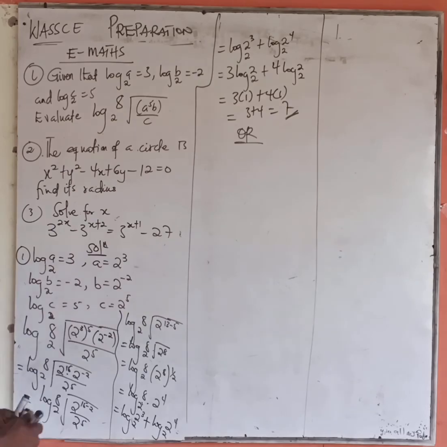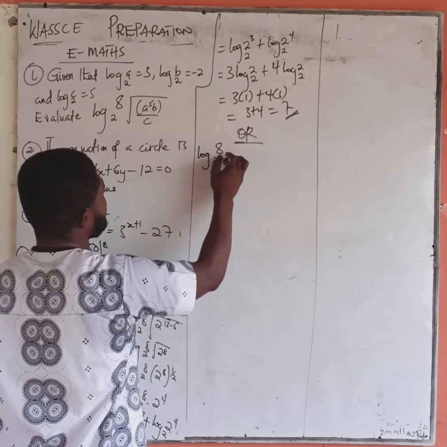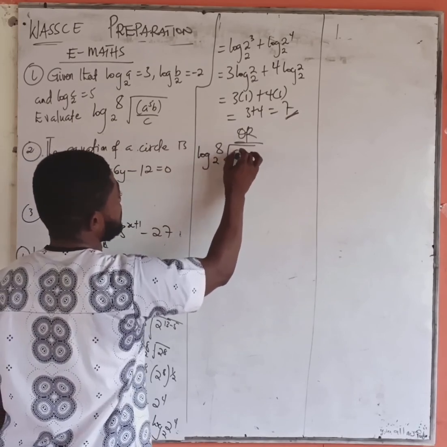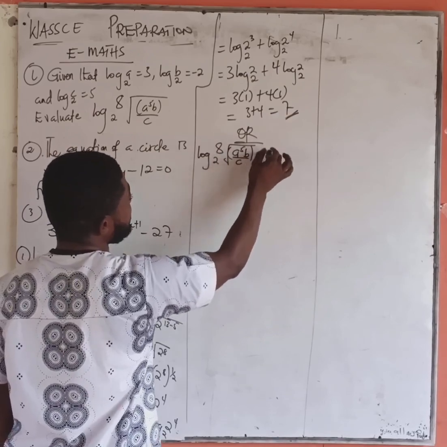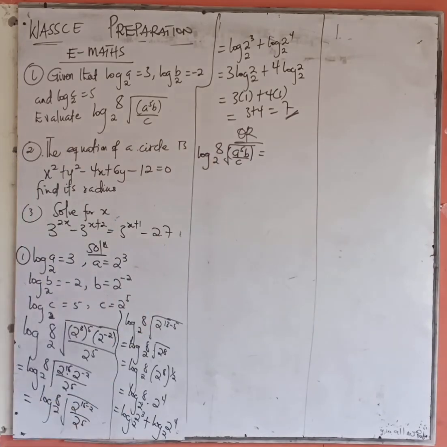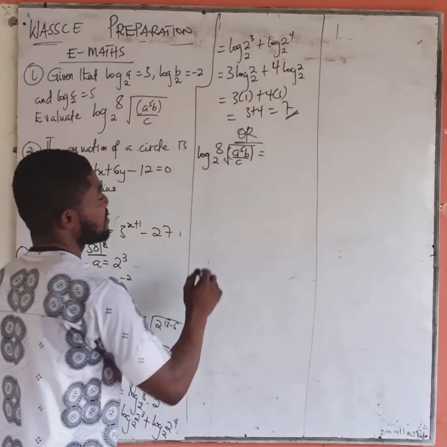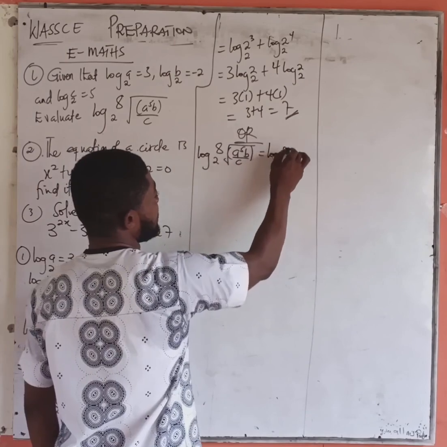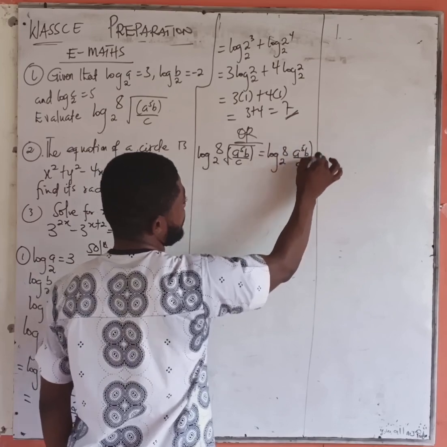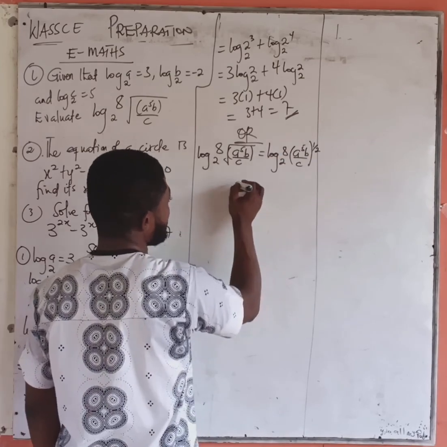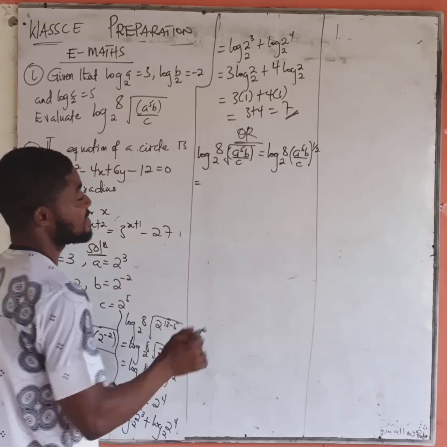The alternative method is that you try and get your log a base 2 in the question. Remember I told you that when you have the square root, it's the same as power 1 over 2. And remember the power is going to affect everything in the brackets there.